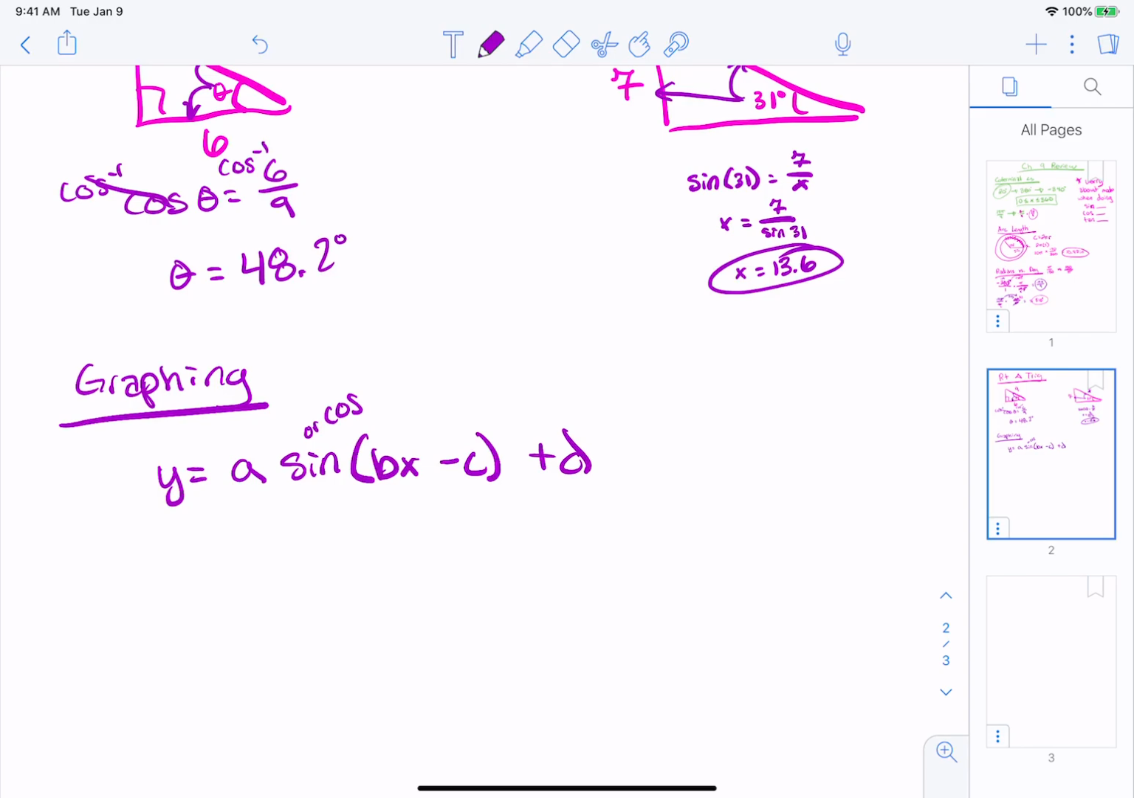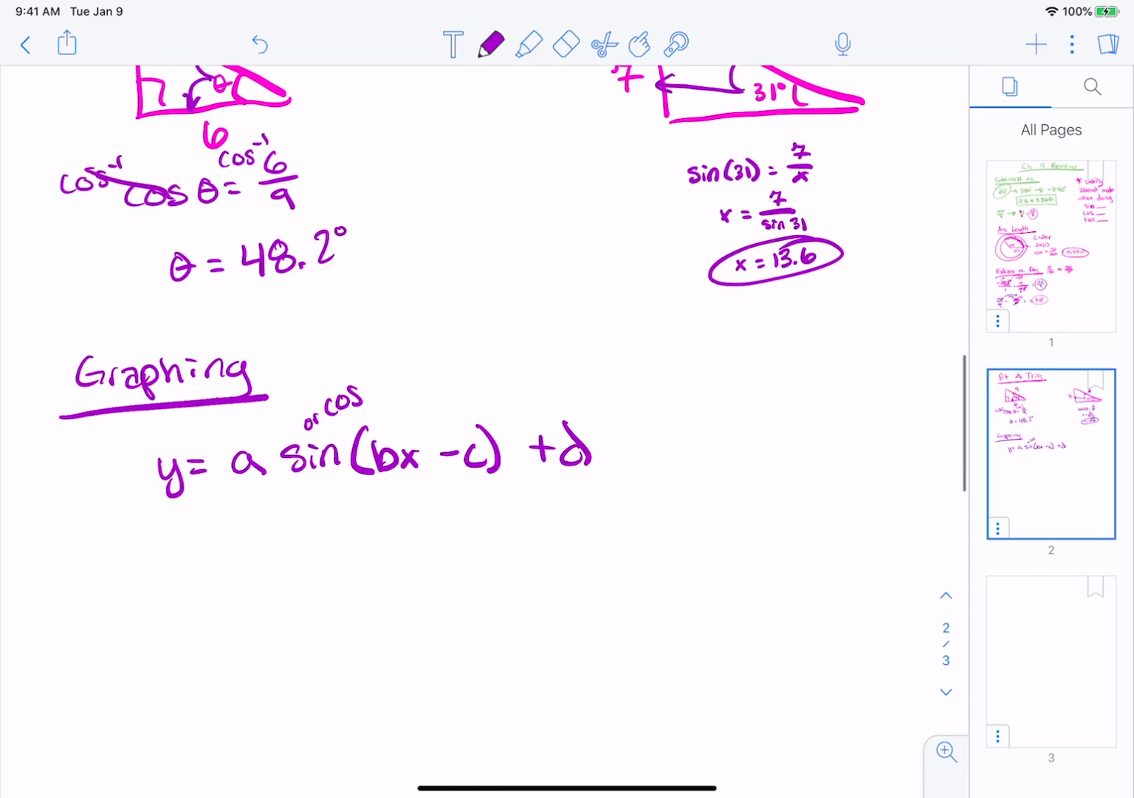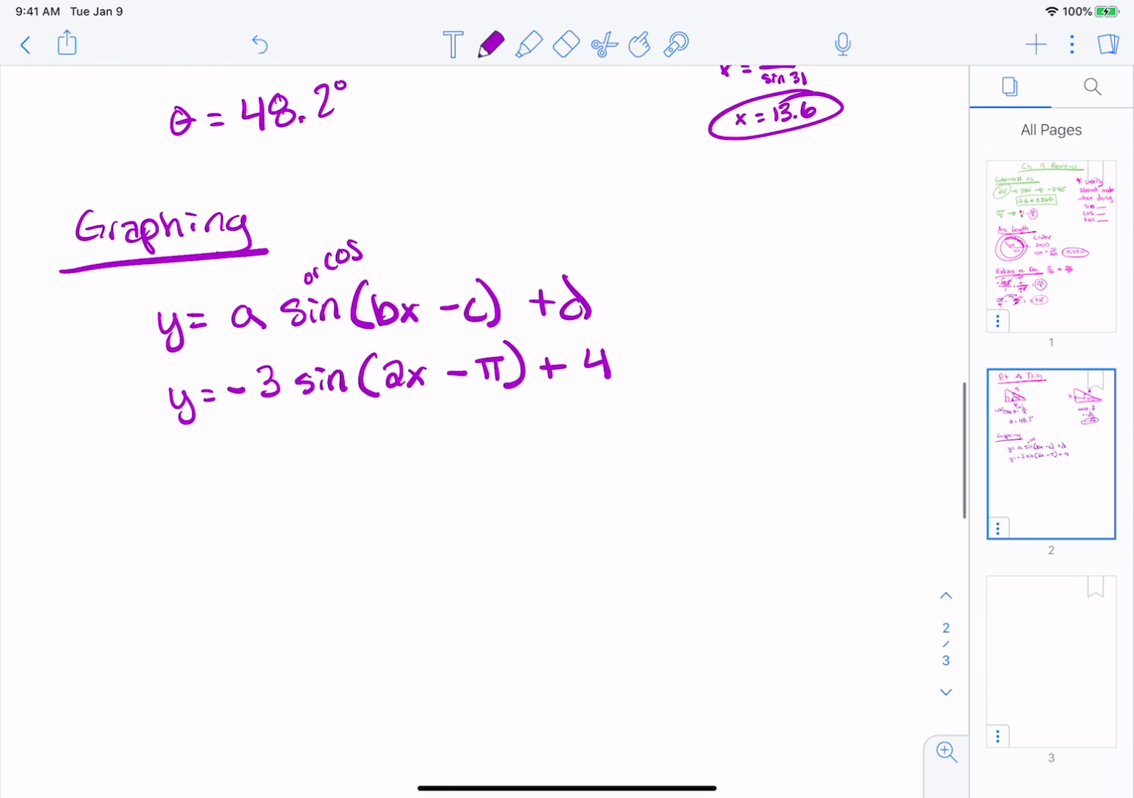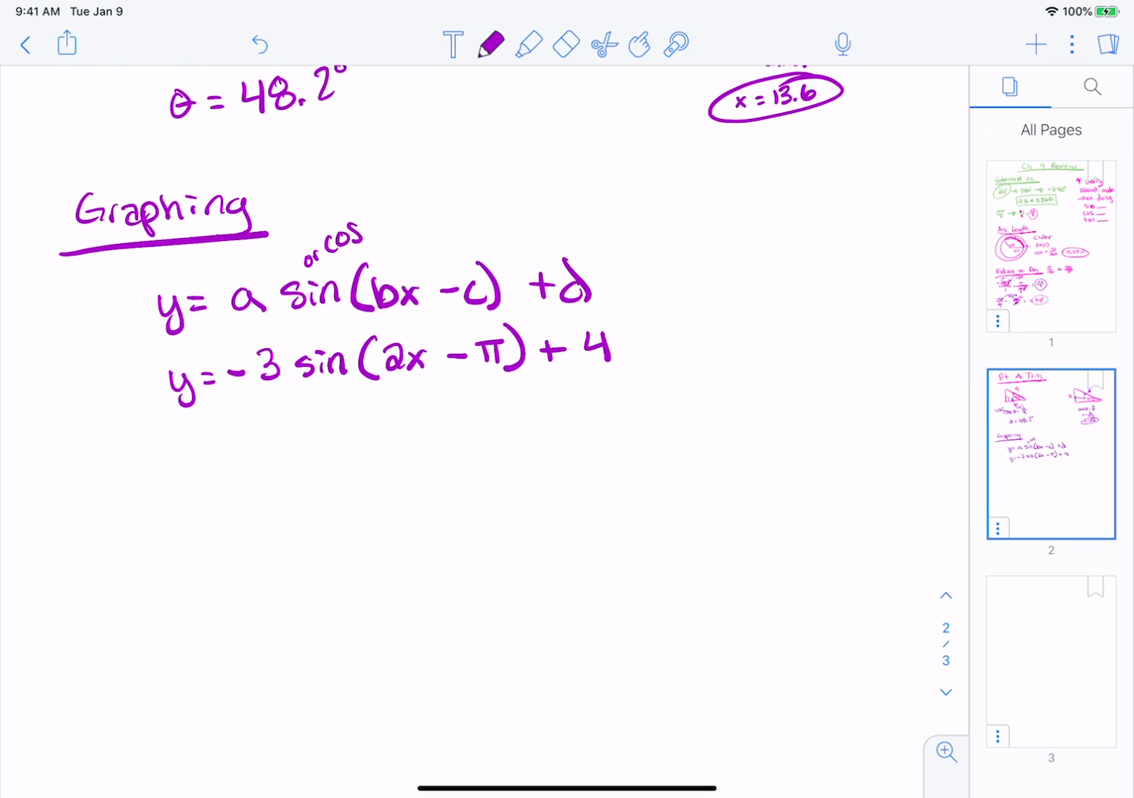Okay. These numbers, let me actually put values in there. So let's say I have, we'll do a negative, y equals -3 sine of 2x minus pi, plus 4. Okay, and let's fill in A, B, C, D. This could be sine or cosine. So A, B, C, D. What's the A value going to be?